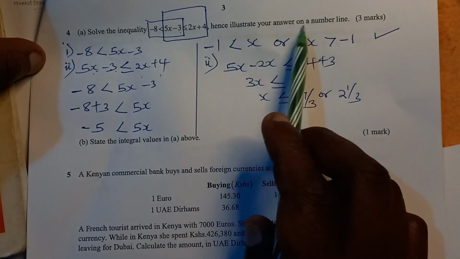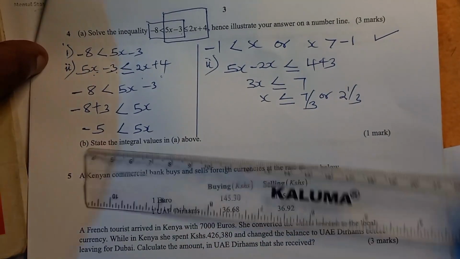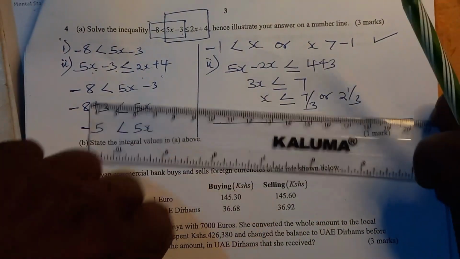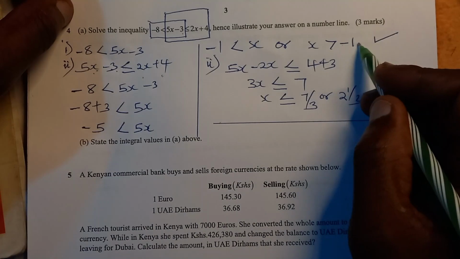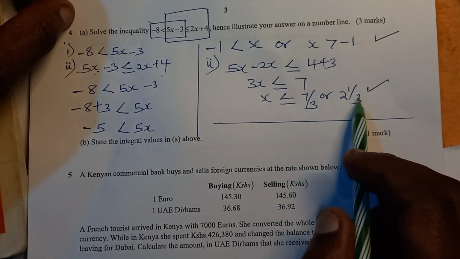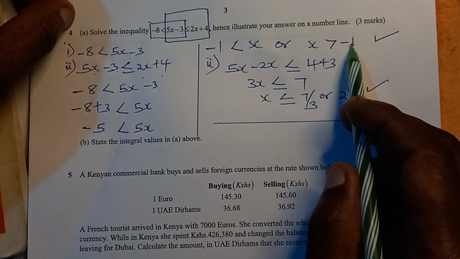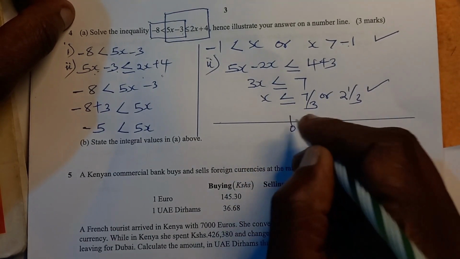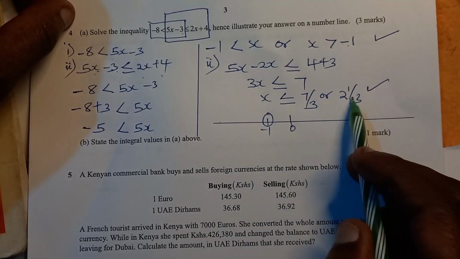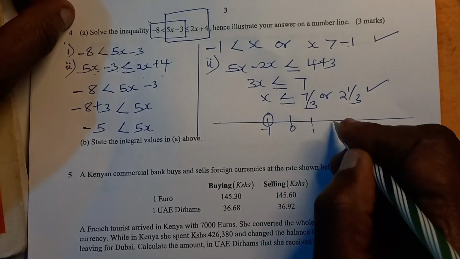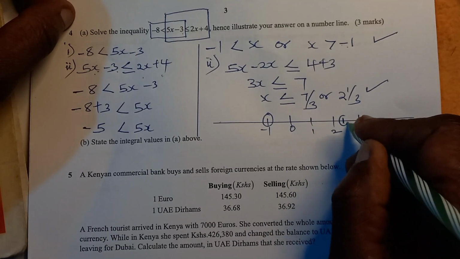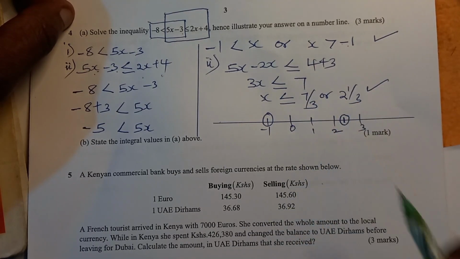So we illustrate this one on a number line. We have two solutions: x is greater than -1 and x is less than or equal to 7/3, or 2 and a third. So we have 0 there, then -1 there. Then here we shall have 1, this one is 2, then this one is 3. So 2 and a third is somewhere there.